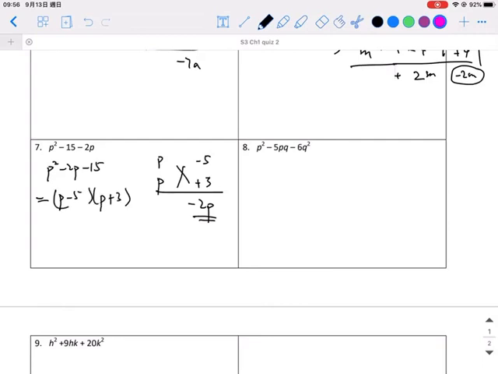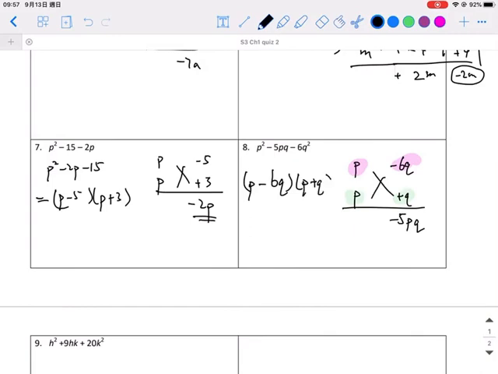Now question number 8. Remember, the first term is p times p, and the second one should become negative 6q. Don't forget to write down the letter q, and then plus q. After that, we get negative 5pq. So the answer, remember to write it horizontally, should be p minus 6q times p plus q.